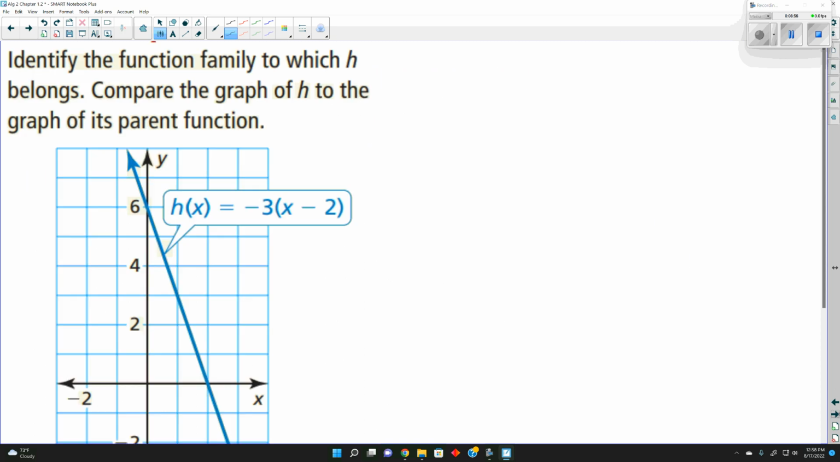Wrong way. What is this one's parent function? Linear. How do we know? Yep. Line. Linear. Linear functions are always going to be a straight line. And the degree, so the x exponent that's attached to the variable, will always be 1 when it's linear.